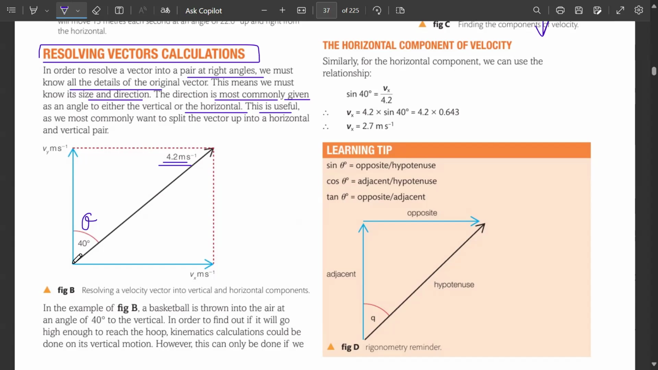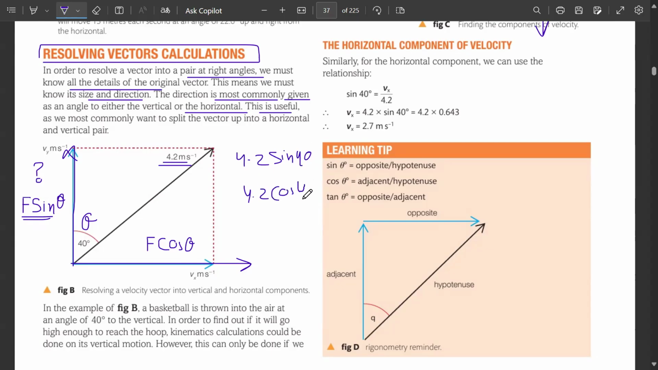We can make its two components: this vector has a horizontal component as well, and this vector has a vertical component as well. Now, what is the value of the vertical component? We can find it. How are we going to write it? The resultant force times sine theta. This is the formula for finding the vertical component. And for the horizontal component, we do F cos theta. So the vertical component is 4.2 sine 40, and the horizontal component would be 4.2 cos 40.